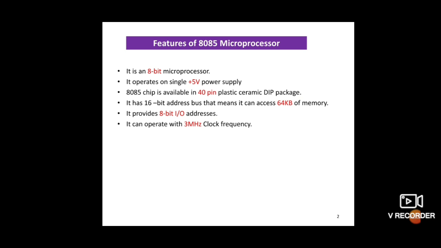It can operate with a 3 MHz clock frequency. Frequency means speed of the microprocessor. The total frequency of the 8085 microprocessor is 6 MHz. It is divided by 2, so it operates with 3 MHz. That is, total frequency is 6 MHz.